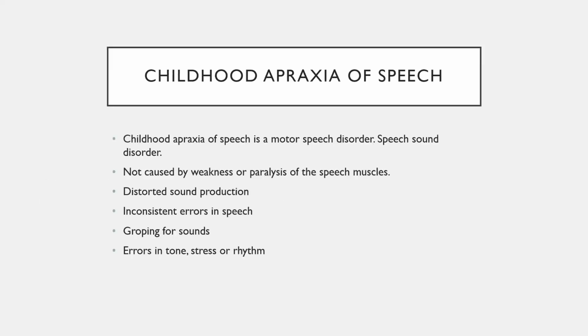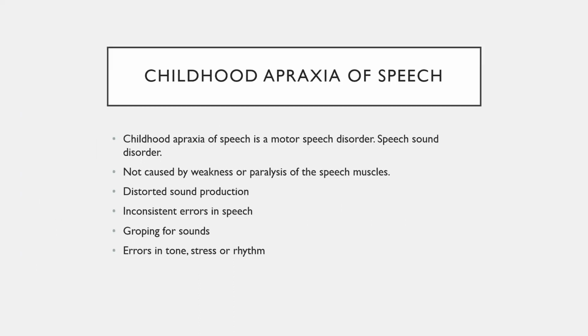All right, so the next disorder that we're going to talk about is childhood apraxia of speech, which is a motor speech disorder or speech sound disorder. And we know that it is not caused by weakness or paralysis of the speech muscles. We hear distorted sound production. One key feature is there are inconsistent errors in speech. You will see groping for sounds, so the mouth appears to be groping or struggling. And there are errors in tone, stress, or rhythm, so the way that they sound.